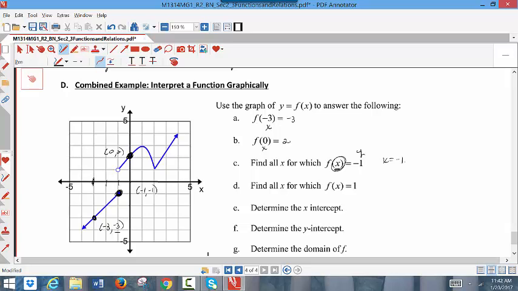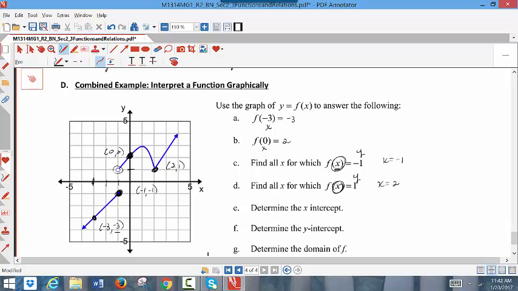Find all x values for which f of x equals 1. Here's where your x value goes, so this output must be y. Where is y equal to 1? Right here, this is a height of 1, and this open circle is a height of 1. You cannot count the open circle, but the filled circle is the point 2, 1. So f of x equals 1, y is 1 when your x value is 2.